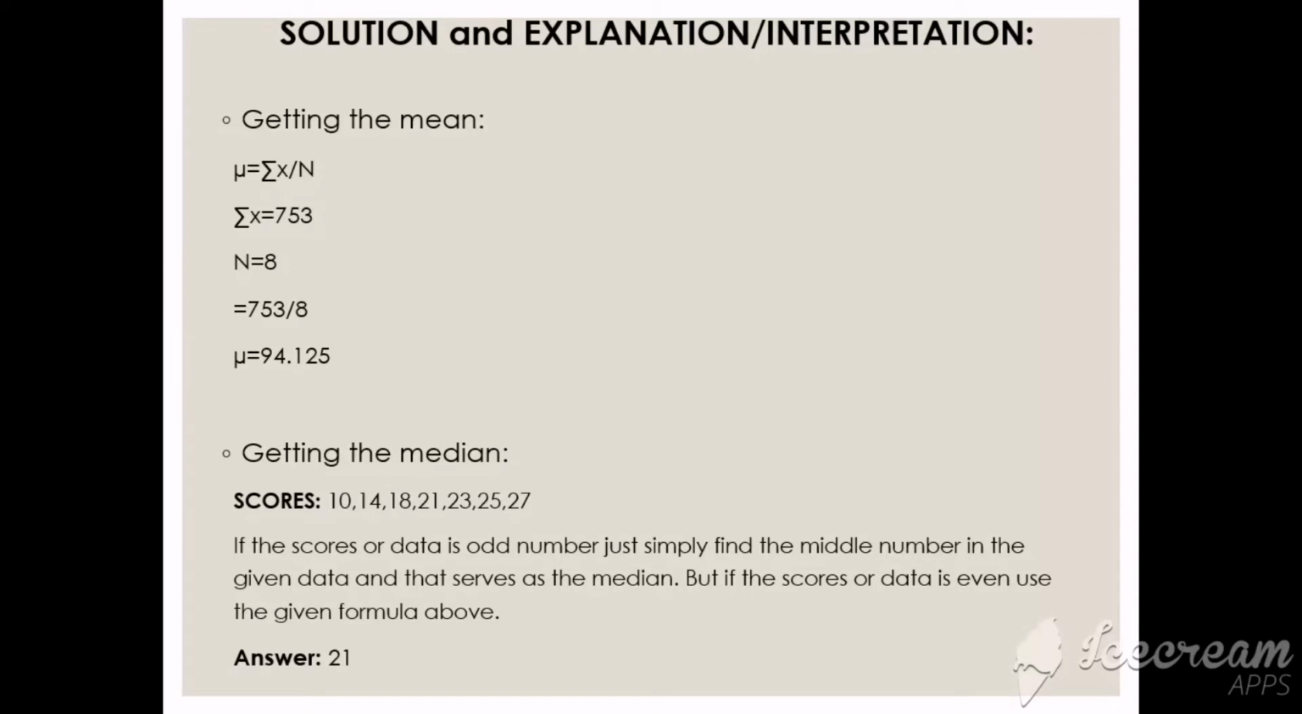So in the next problem, we are going to get the median of the scores 10, 14, 18, 21, 23, and 25. So if the scores or data is odd number, just simply find the middle number in the given data, and that serves as your median. But if the score or data is even, use the given formula above, or the formula before. So the answer is 21.